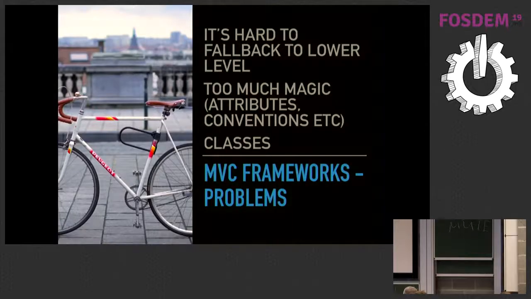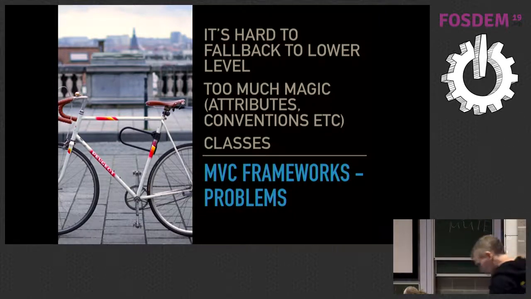But MVC frameworks have their problems. If there were none, I wouldn't stand here and talk some silly stuff. So my main problem with MVC frameworks is that it's usually really difficult to fall back to a lower level. If the magic of the framework fails, it's really hard to do something with that. So in ASP.NET, it's like implementing some interfaces that only the ASP.NET team understands and stuff like that. Too much magic. Handling stuff for the users is good, but magic that's not extendable and not really easy to understand is bad.